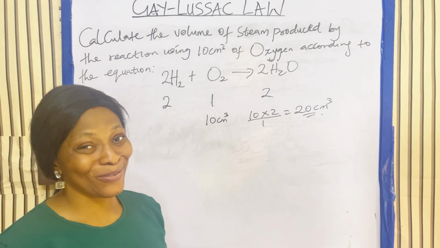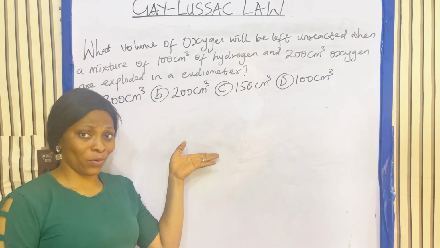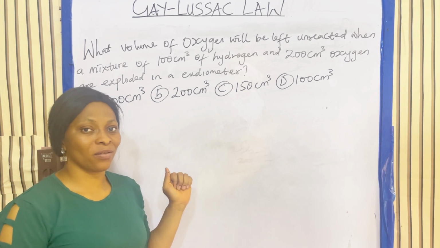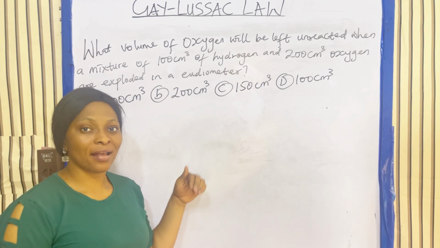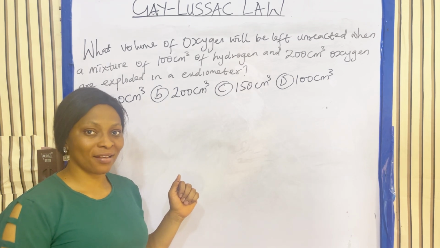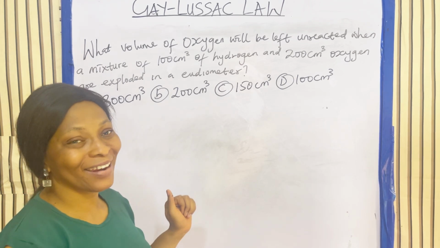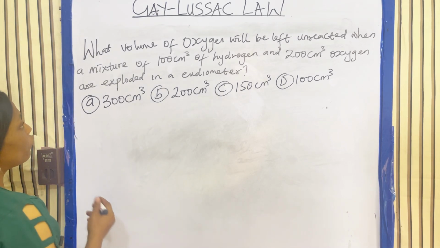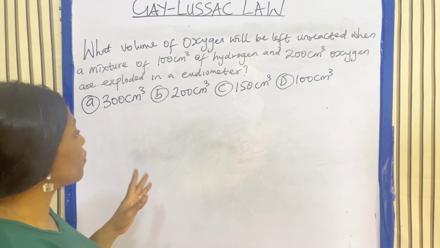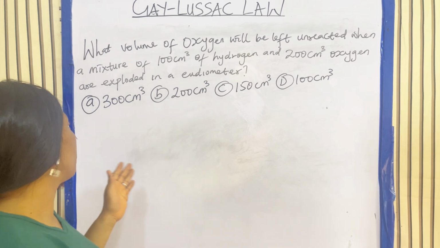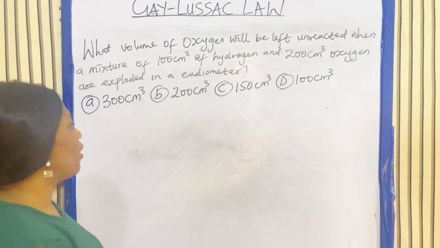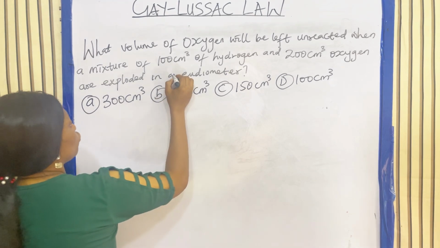Isn't that simple? So, can you try this question? Pause the video and try this question, and let's see your answer. Afterwards, continue watching the video to see if you got the answer. All right, now let's solve. What volume of oxygen will be left unreacted when a mixture of 100 cm cube of hydrogen and 200 cm cube of oxygen are exploded in a eudiometer?